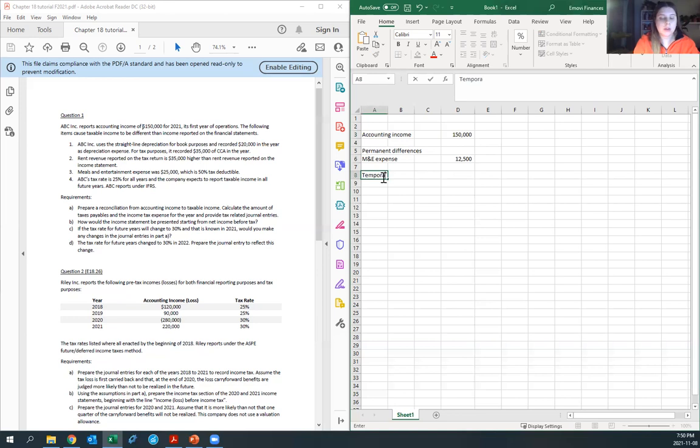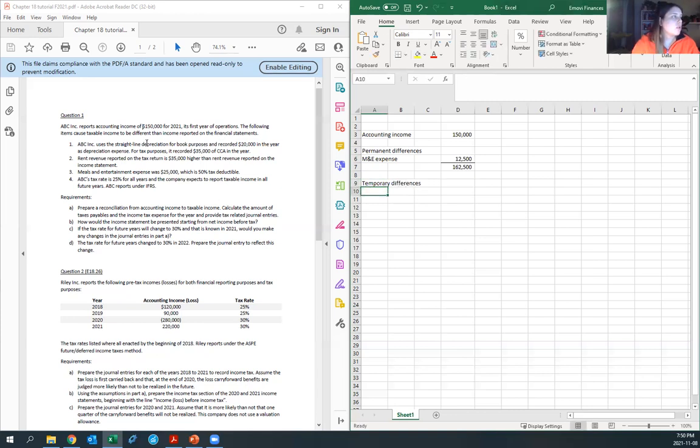Then we go to the temporary differences. Before I jump in, you should always calculate your income after your permanent differences, because it's going to make it easier later on in the problem. And then you have your temporary differences.